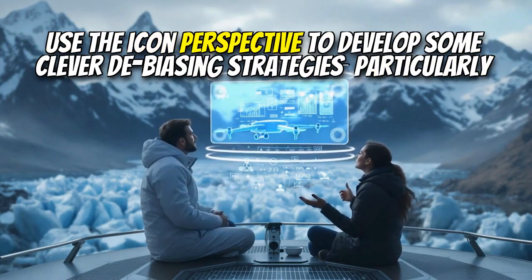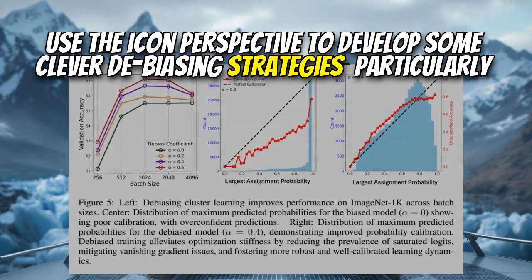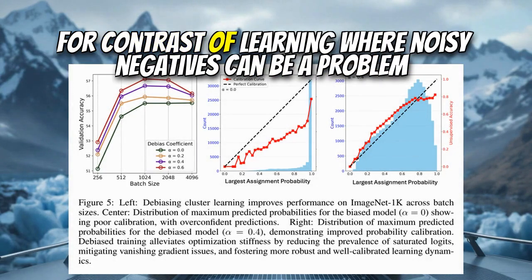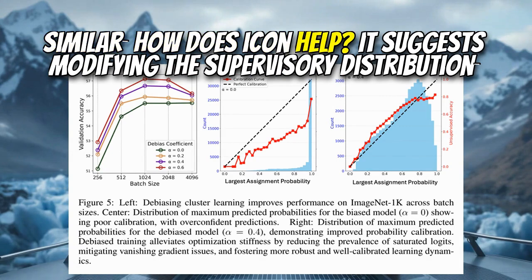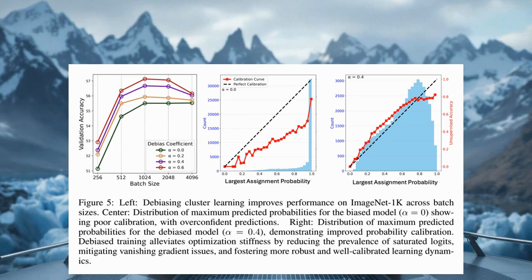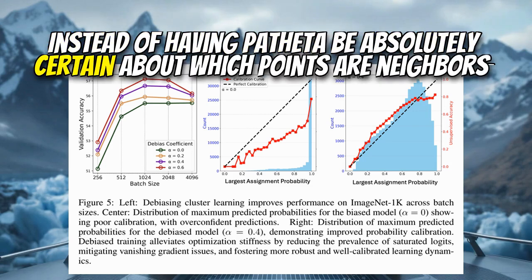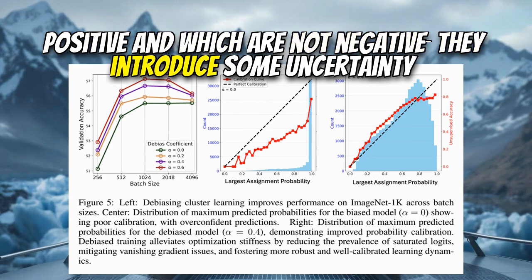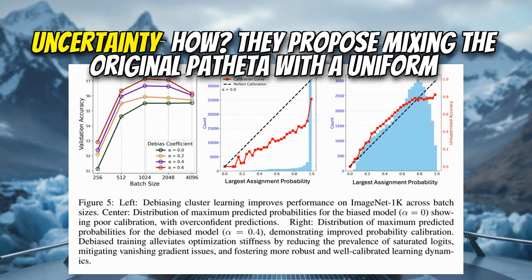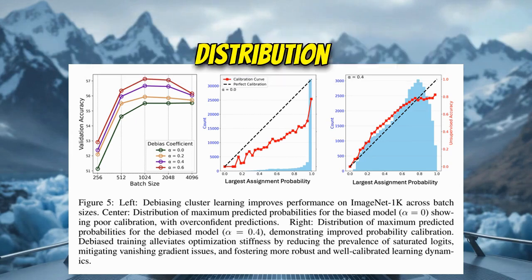And they use the I-Con perspective to develop some clever debiasing strategies, particularly for contrastive learning where noisy negatives can be a problem. Right, the issue of accidentally picking negative samples that are actually semantically similar. How does I-Con help? It suggests modifying the supervisory distribution, Pθ. Instead of having Pθ be absolutely certain about which points are neighbors, positive, and which are not, negative, they introduce some uncertainty. Uncertainty, how? They propose mixing the original Pθ with a uniform distribution.